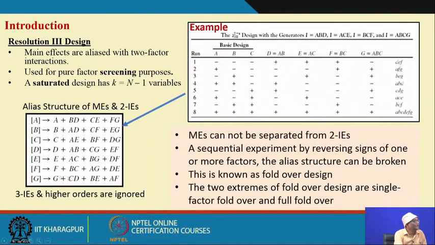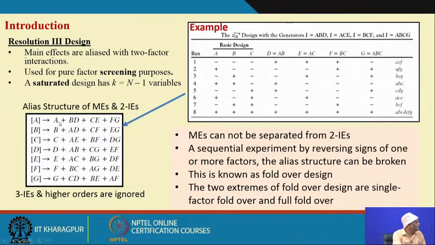And how you get the alias structure, all of you know, you just multiply the defining relation by the particular factor. If you multiply A with ABD, then you will be getting BD, A with ACE, you will be getting CE, A with BCF, you will be getting CF, A with ABCG, you will be getting I equal to BCG, that is third order, you do not require. So, this is the alias structure you are getting.